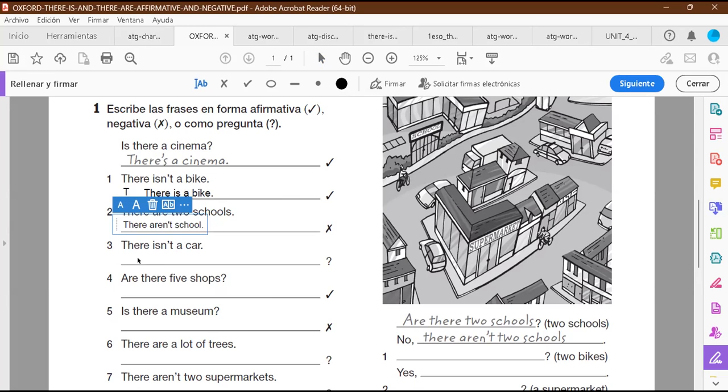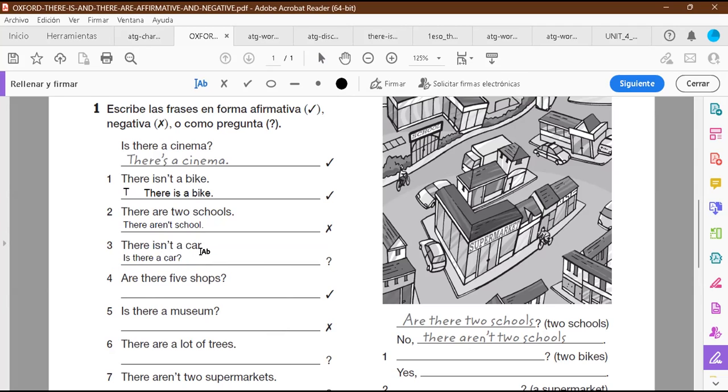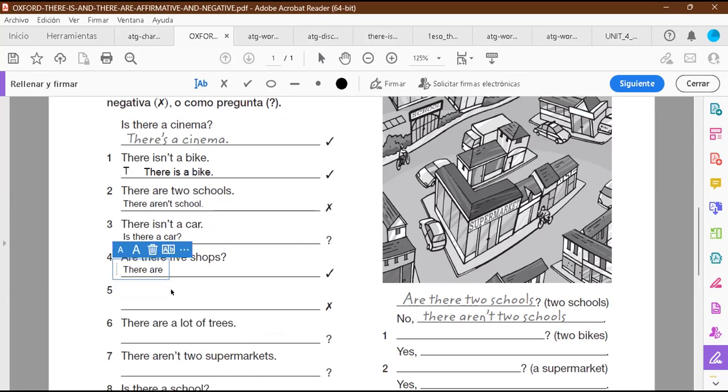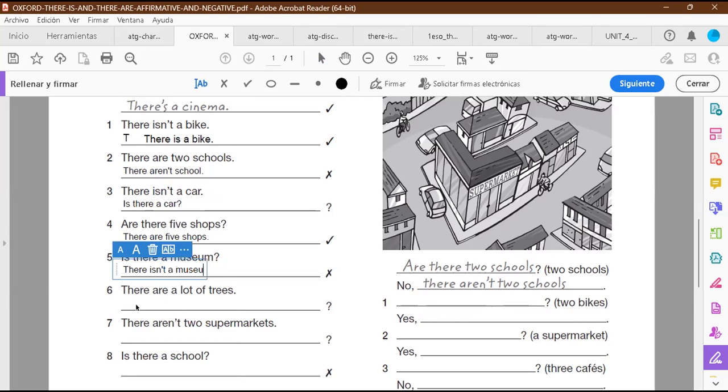Question. Is there a bus? Is there a car? Are there five shops? Positive. There are five shops. Okay, is there a museum? Negative. There isn't a museum. Okay.